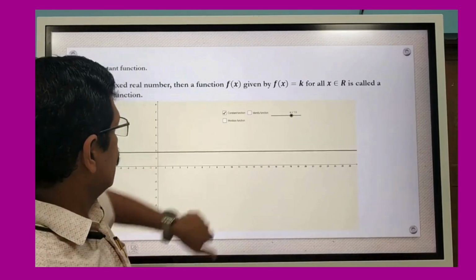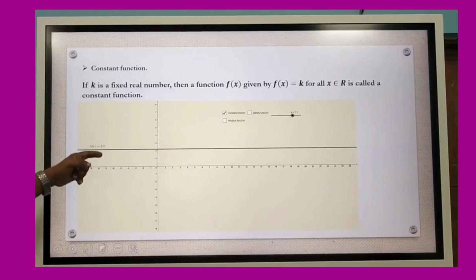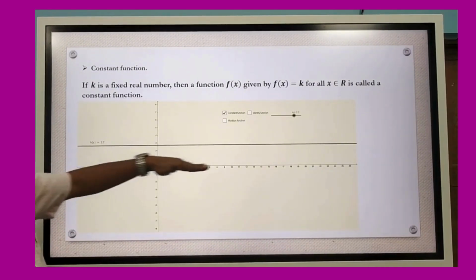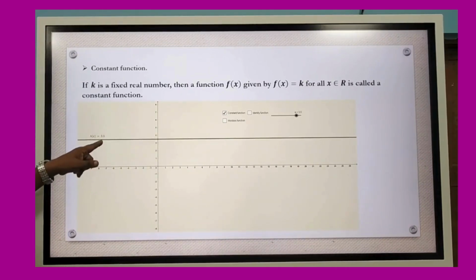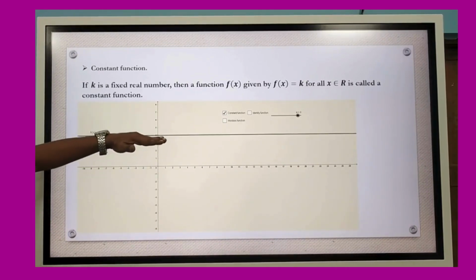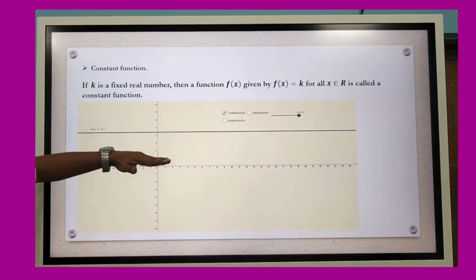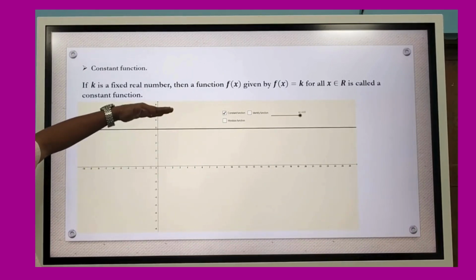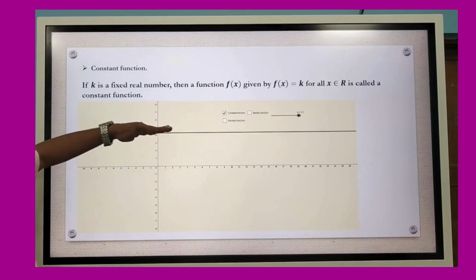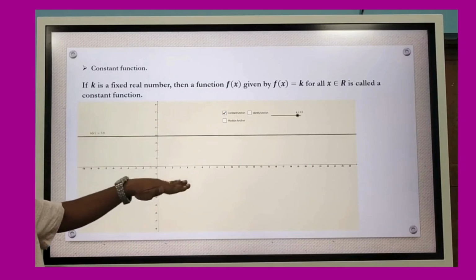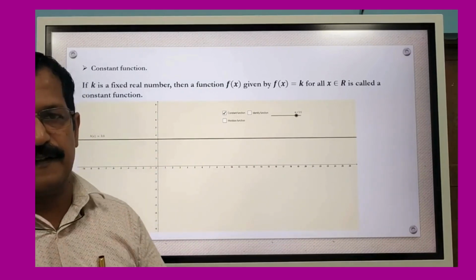The graph of the constant function is this. The graph will be parallel to the x-axis. So here you can see it at different points. When k is equal to 4.5, it is moving. So all the lines are graphs of different constant functions.